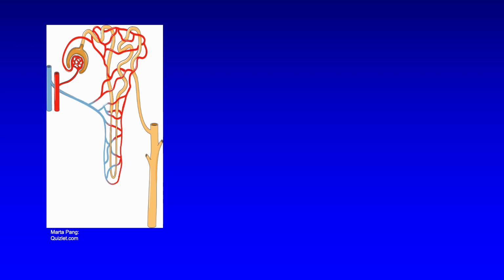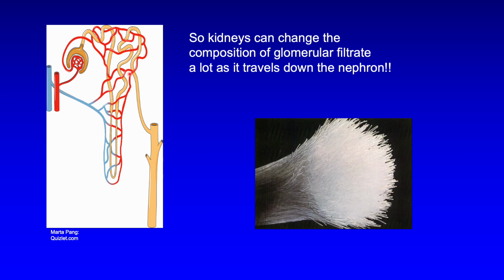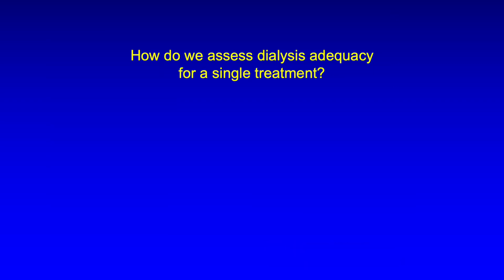And so we see that kidneys can change the composition of glomerular filtrate quite a lot as it travels down through the nephron, and this is something that dialysis capillary fibers cannot do nearly as well. So now we're ready to talk about how we measure dialysis adequacy.